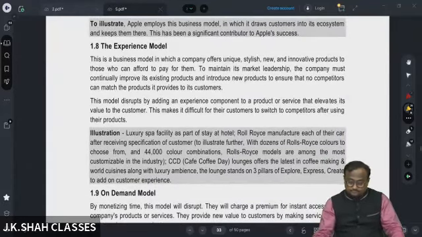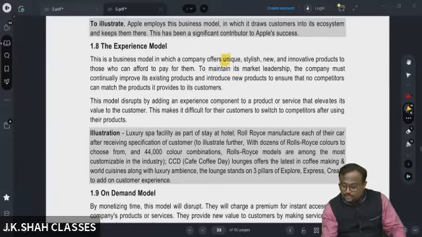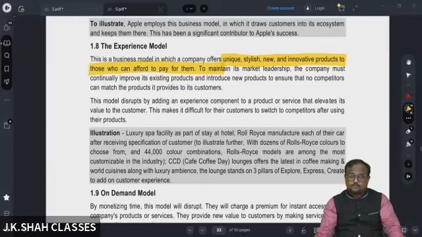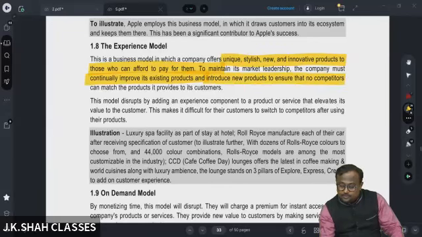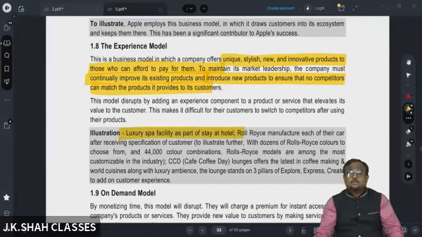Experience model. Experience model means you will be offering unique, stylish, and new innovative products. Who can afford to pay for them? See, the company must continually improve existing products and introduce new products. Like they have given you the example of a luxury spa facility as a part of a stay at a hotel. Complimentary breakfast can also be called an experience model.